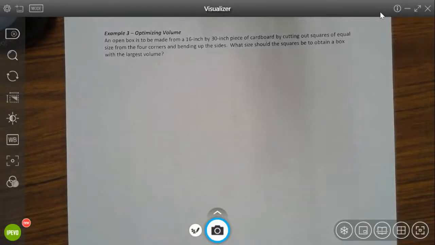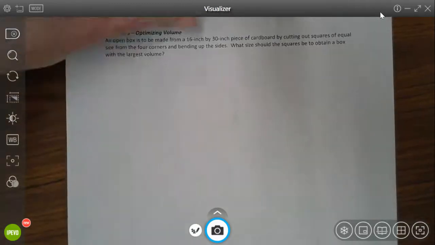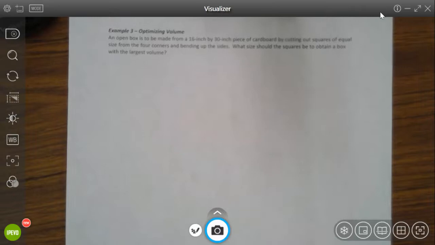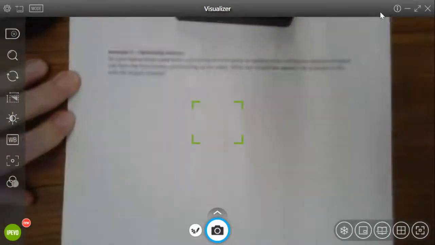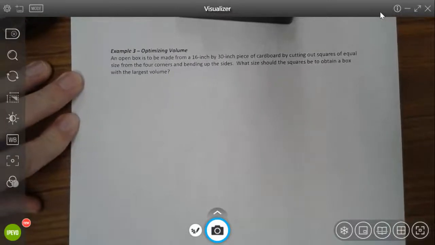So I want to go over the example that we started in class. I figured I would just start it again so that you guys had the beginning process here. So we're looking to optimize volume. We have our open box, and we know that its dimensions are 16 by 30.